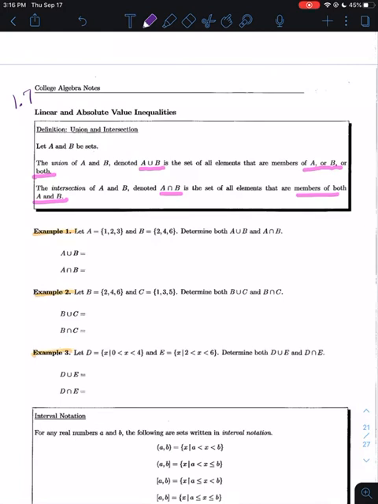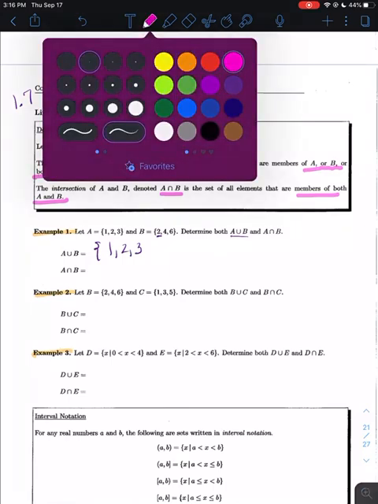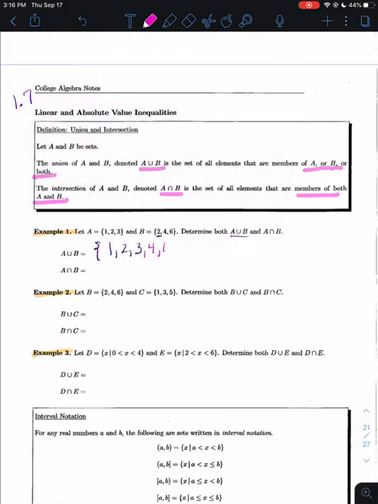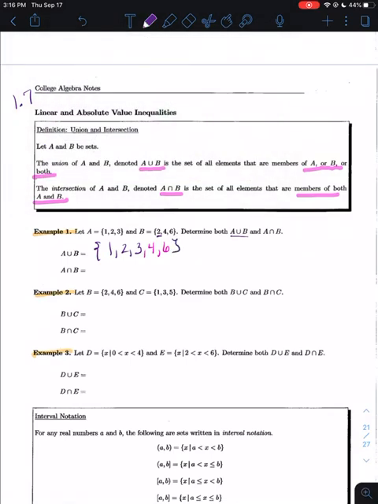So you have two different sets, A and B. They want us to determine the union of A and B. So the union of A and B will be everything that's in A, B, or both. So I start off with writing down the 1, 2, 3 from A. Then when I get over here to B, notice that I have a 2 already listed, so I don't have to write down 2 again. But I need to add to this list 4 and 6. All right, so that's the union.